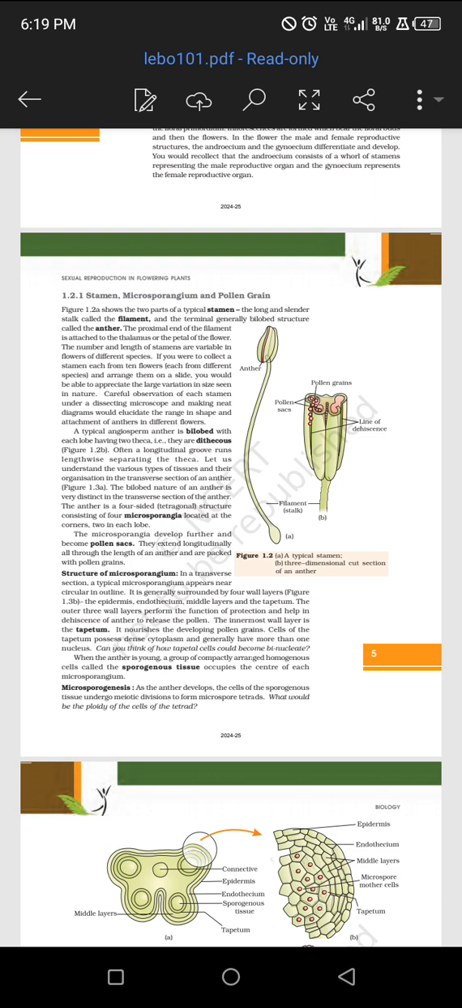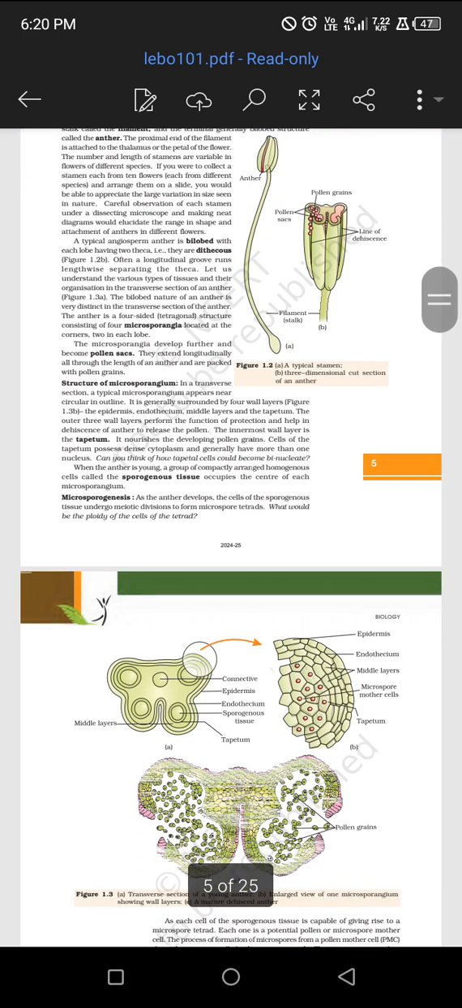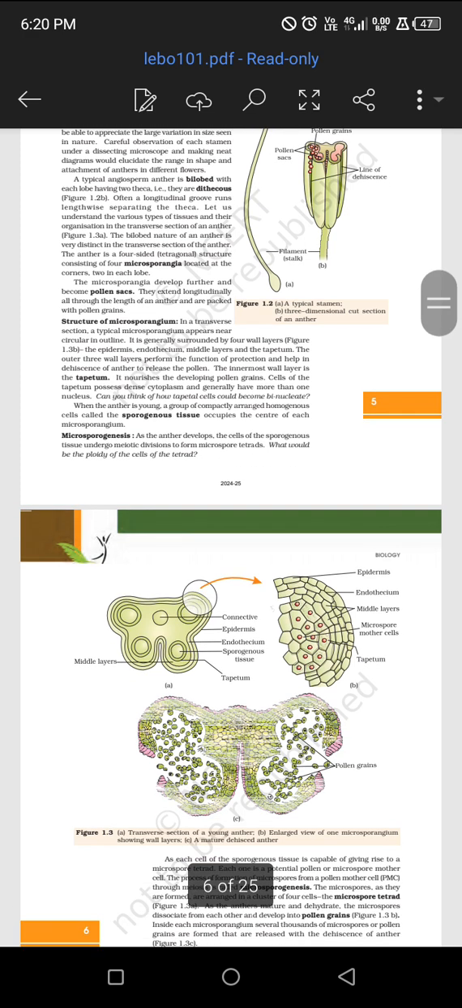When the anther is young, a group of compactly arranged homogeneous cells called the sporogenous tissue occupies the center of each microsporangium. Okay, so when the anther is young, we know that these are compactly arranged homogeneous cells, the same cells, called sporogenous tissue, occupying the center of each microsporangium. As you can see on the next page, the sporogenous tissue occupies the center. Okay, it's in the young anther.